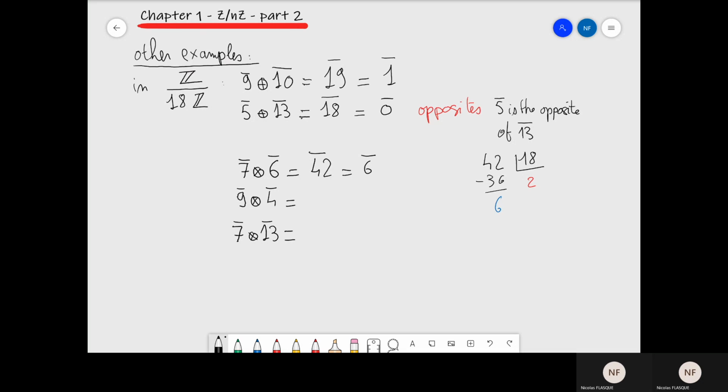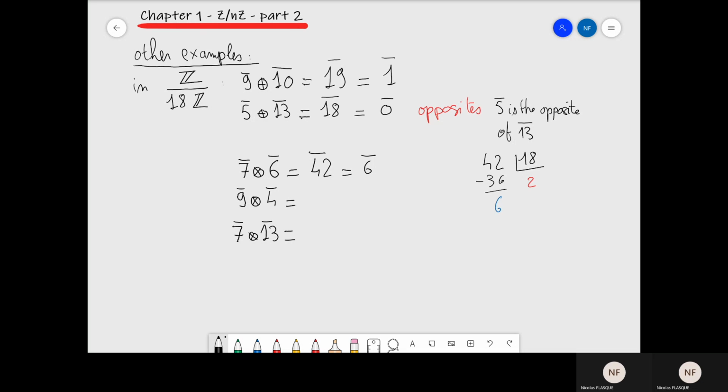So it can happen that when you multiply two elements one by another, you can find one of the two, and that's not an error. Maybe it's a bit strange or shocking for you, but that can happen in Z over NZ.